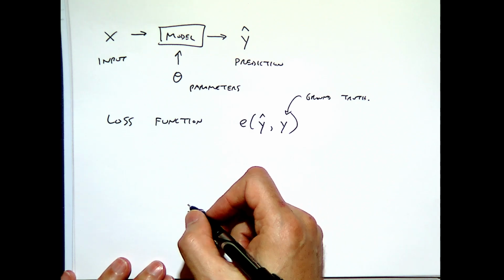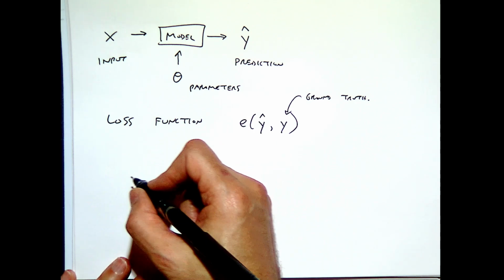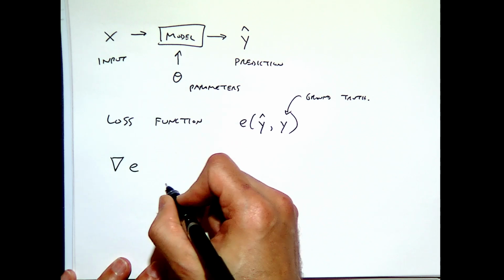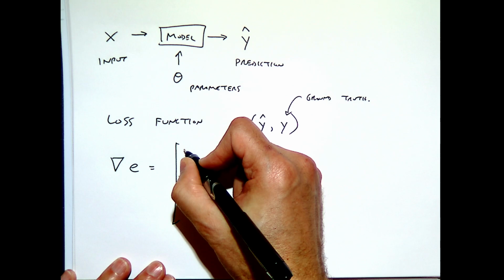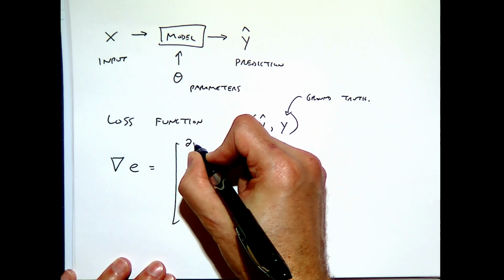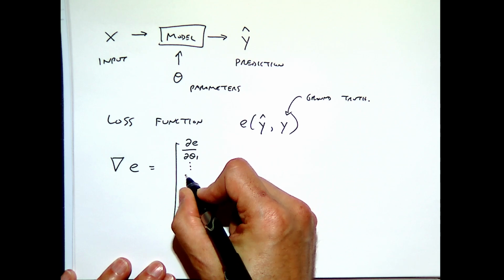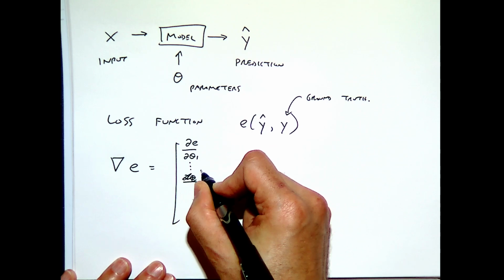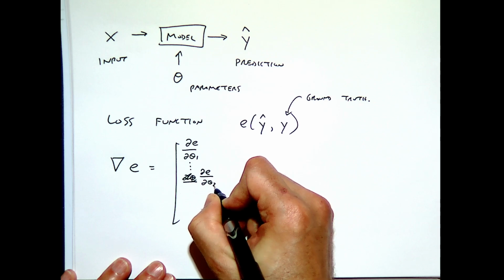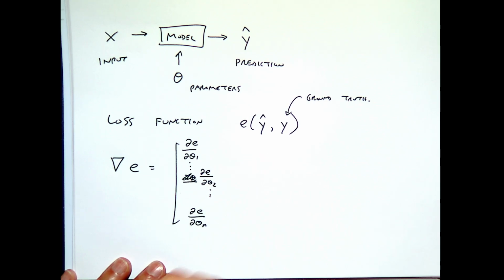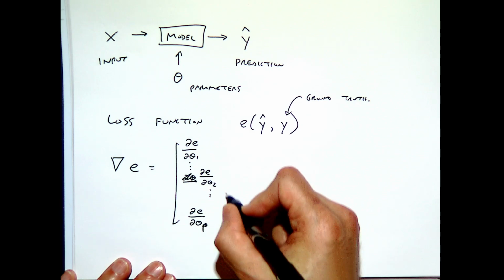And so to be a little more explicit, gradient descent is basically saying what I would do is I should take the gradient of e with respect to the parameters, which is like saying, well, there are going to be a bunch of parameters: the derivative of e with respect to theta 1, the derivative of e with respect to theta 2, all the way down to the derivative of e with respect to theta n, or however many parameters there are. Let's call it p, maybe.